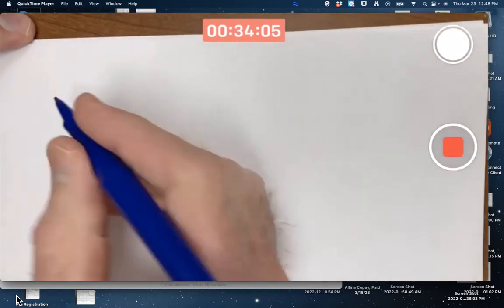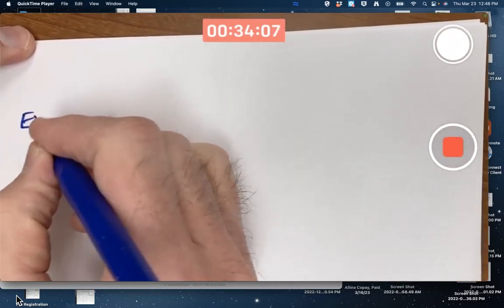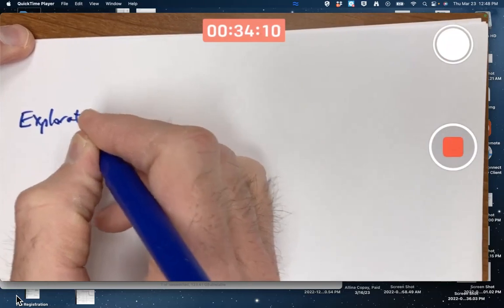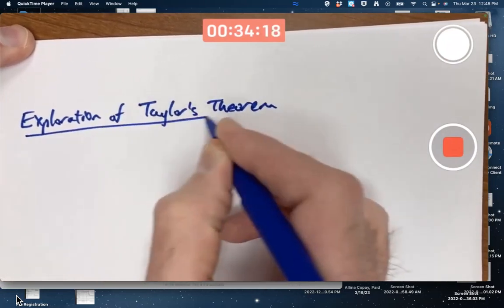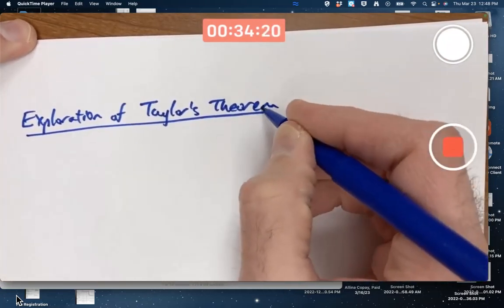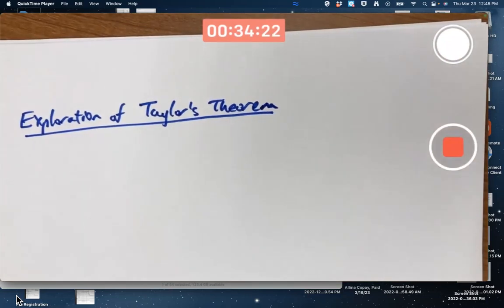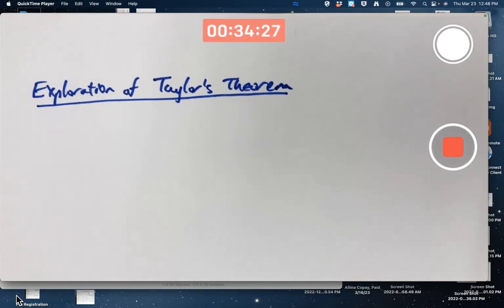Today is going to be an exploration of Taylor's theorem. Does that mean we also think about Taylor polynomials and Taylor series? Yes, at least Taylor polynomials are part of Taylor's theorem. And you can apply Taylor's theorem to Taylor series to, for example, prove convergence of Taylor series to the function you're trying to approximate in certain situations.